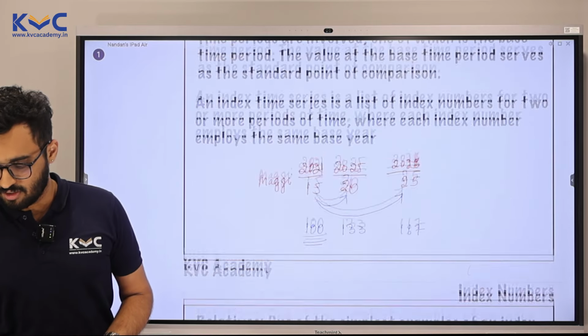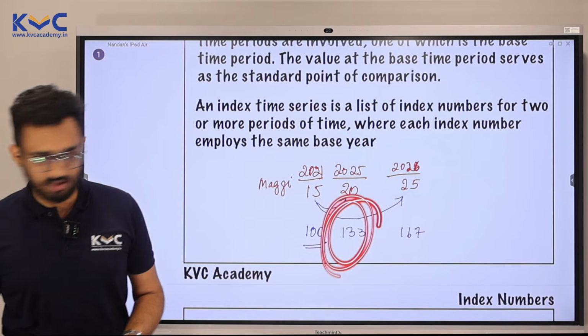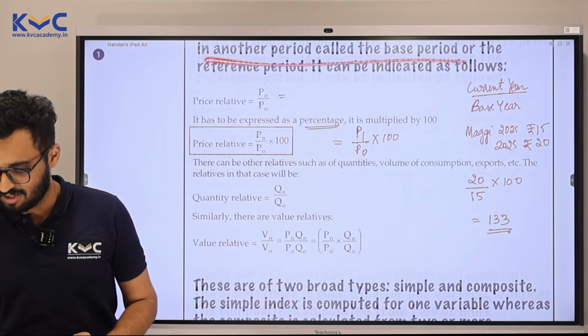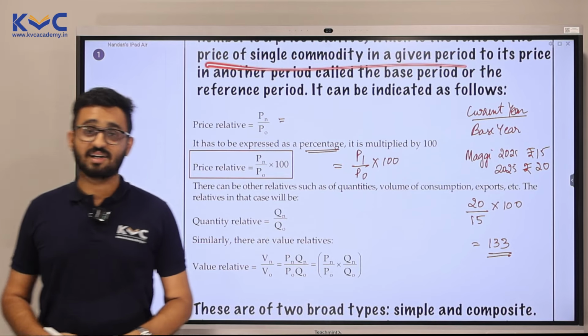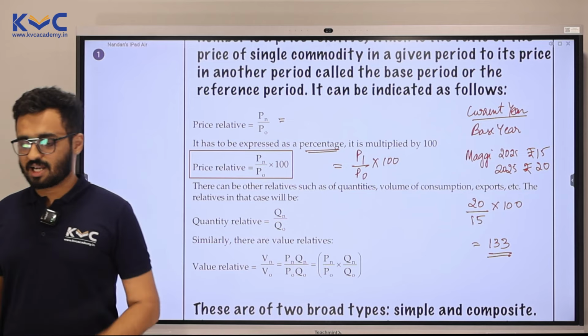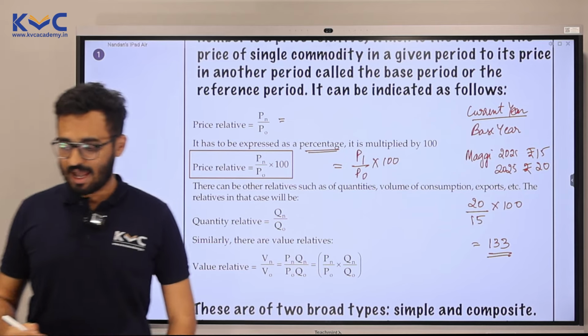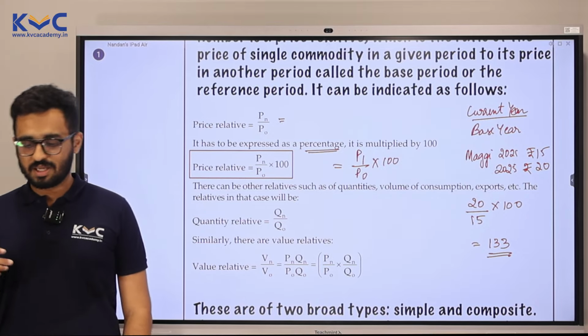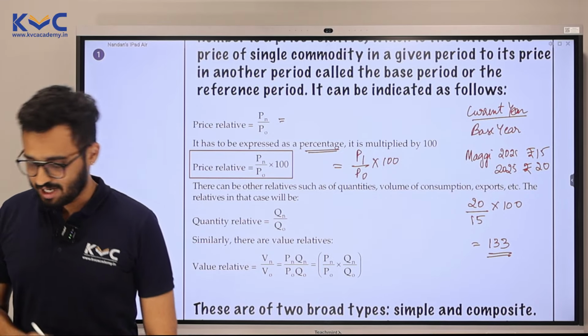Tell me, even without touching the formula, didn't we get the same answer, 133? That's what I told you. If you understand the common sense logic, then you will understand the formulas. Is it clear? Wonderful. So that is about price relative: Pn divided by P0 into 100, or P1 divided by P0 into 100.